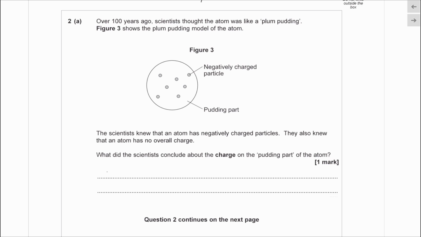So they concluded that the pudding was equally positively charged. Because that will cancel out the negative charge on the particles, which we now know are electrons.